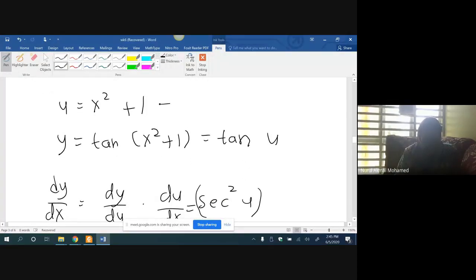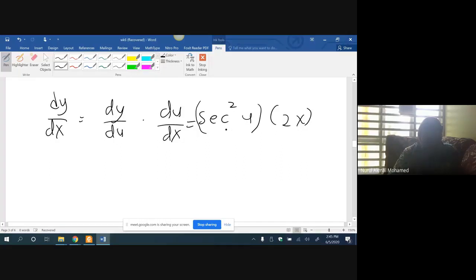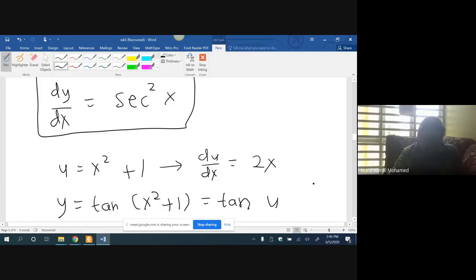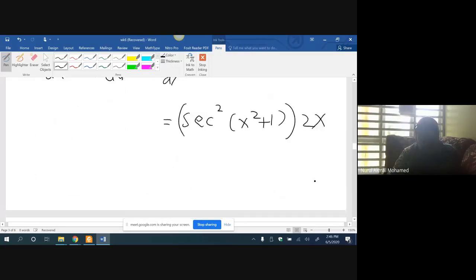You differentiate u with respect to x. So the du/dx is equal to 2x. Okay, so you write it here, 2x. And then you know that the final answer should be in terms of x, so you substitute u as x squared plus 1. So the final answer will be secant squared of (x squared plus 1), and then you multiply everything with 2x. Okay, so this is the final answer.